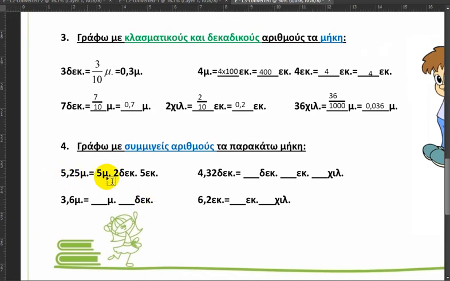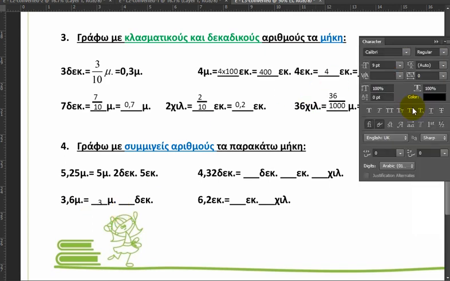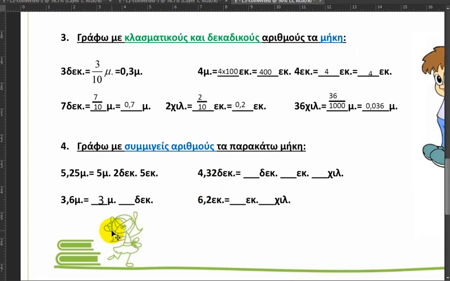Next up, we want to write these numbers in such a way that each number does not have more than 1 digit. So 3.6 meters, well, this would be 3 meters. Now we can make them a little bigger again. We want there to be 1 digit on each line. Okay, so we can't just write 36 decimeters. No, it's 3 meters and 6 decimeters.